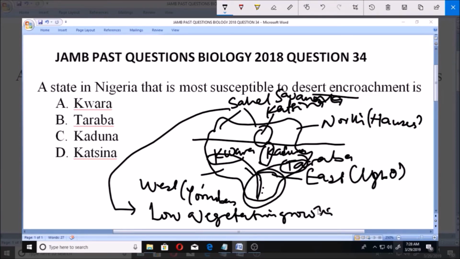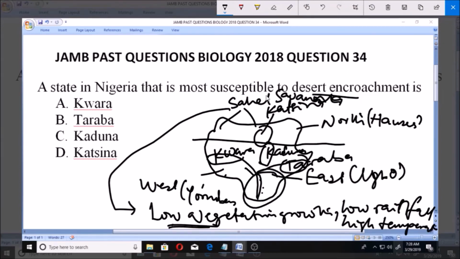And what causes this low vegetation growth is that this area has low rainfall as well as high temperature. So there is high temperature in this area and there is low rainfall, and this causes low vegetation. And because there is low vegetation, there is this susceptibility to desert encroachment, and that makes Katsina, D, the right answer to this problem. Thank you.